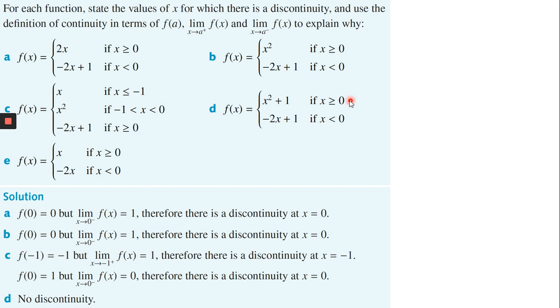D. So only checking 0. So 0 squared plus 1 is 1. 2 times that, so it's 1. So you get the same value there. So no discontinuity. And E, again, we're only checking 0. So that's going to be 0. That's going to be 0. So basically, you're just subbing in to see if you get the same answers or different answers, yeah?